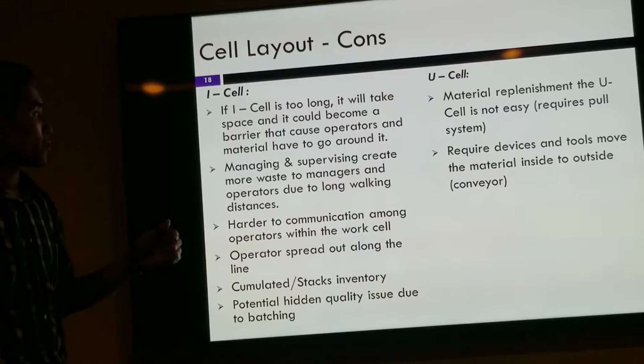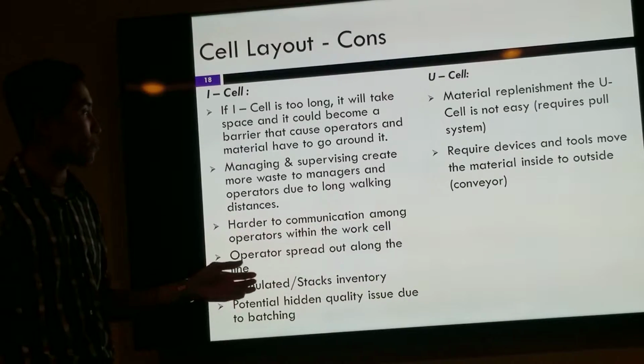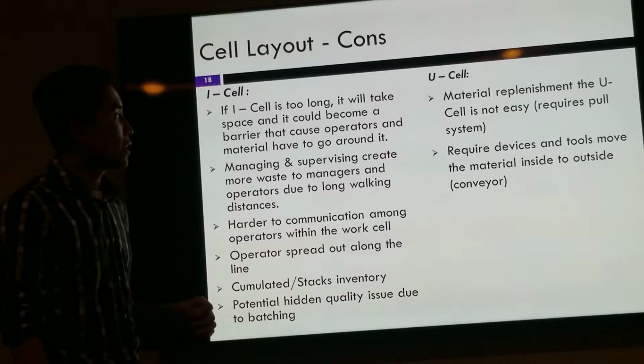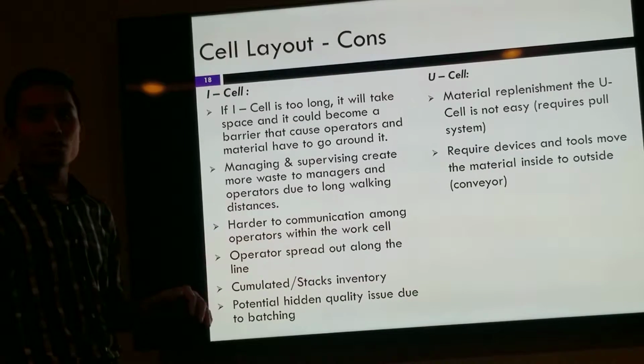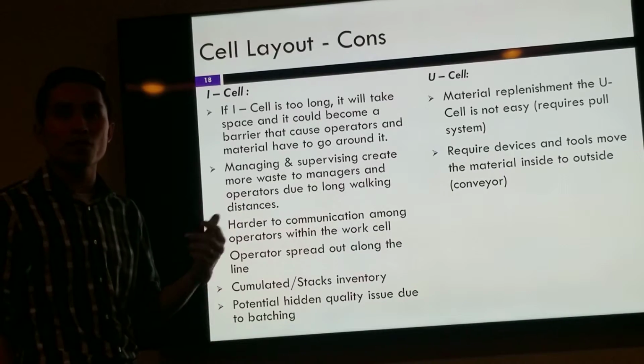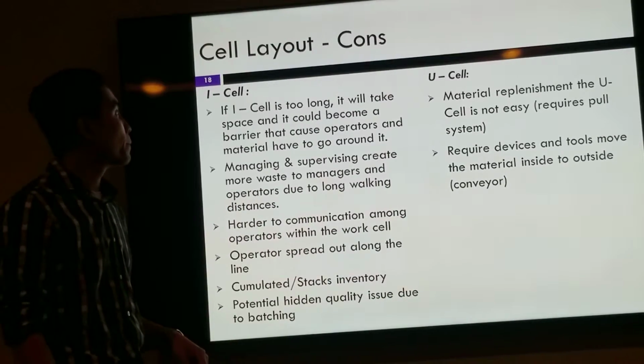And the cons for the U cells is that it requires devices, tools, and more materials inside or outside of the process or conveyor, per se. And material replenishment in the U cell is not easy. It requires a Kanban system and a replenishment strategy that would have to be done afterward.